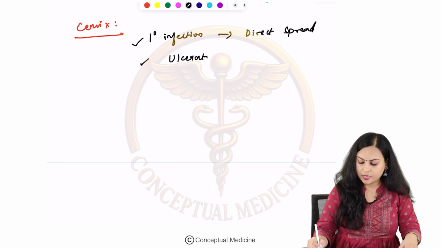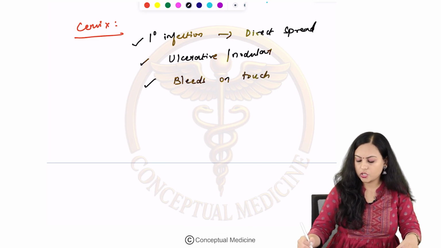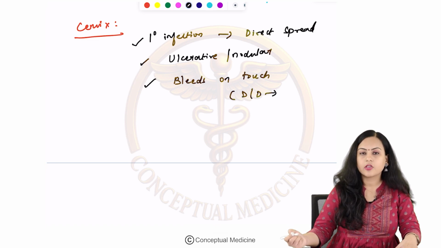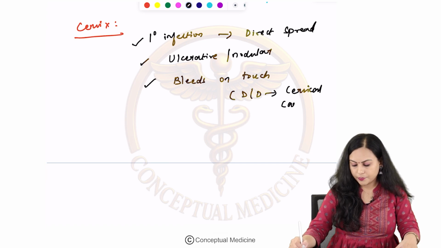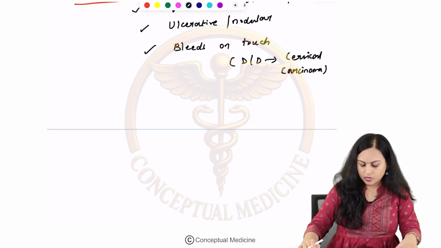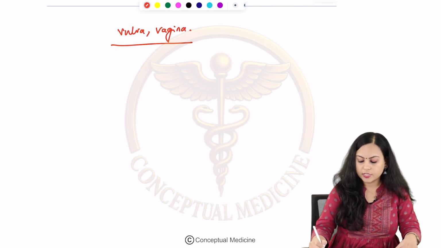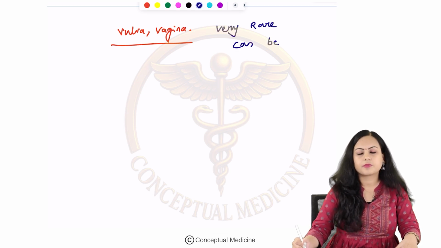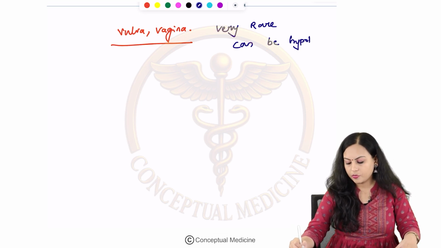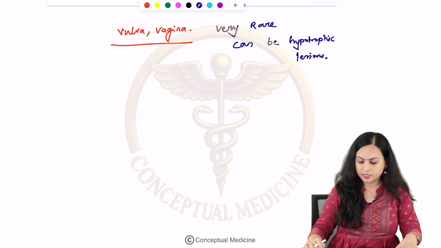The lesions can be ulcerative or nodular, and this bleeds on touch. Okay, so always the differential diagnosis you have to keep is cervical carcinoma. Then involvement of vulva and vagina in case of genital tuberculosis is very rare. It can be presenting as hypotrophic lesions, if so. Clear?